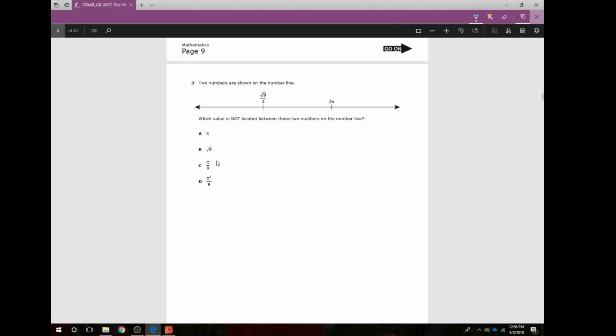Here's another ordering number problem. Again, we're going to do this one with our calculators, and I'm going to show you on screen how to do this. The question reads, two numbers are shown on the number line. Which value is not located between these two numbers on the number line? Again, first thing I want to do is convert these to decimals. So start off with square root 9 divided by 3.